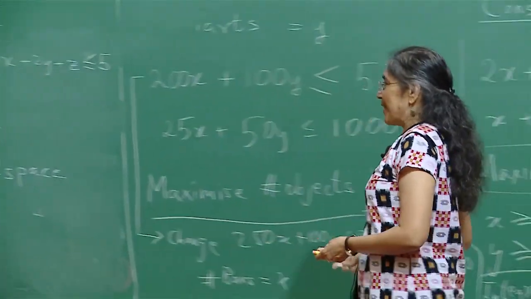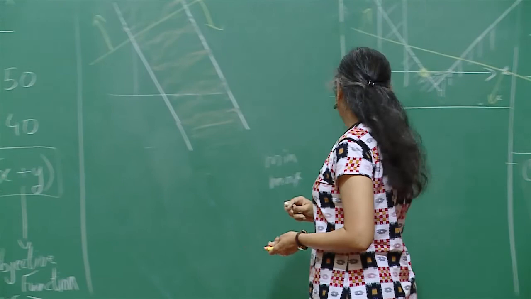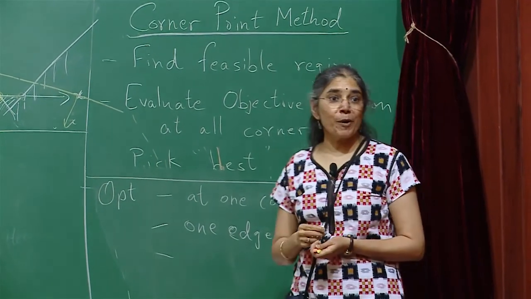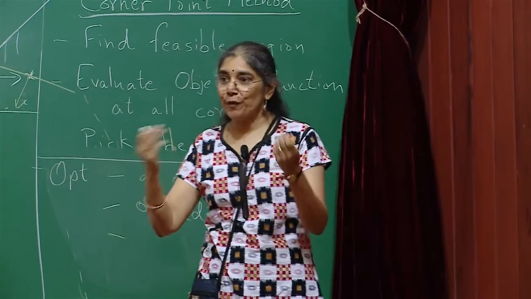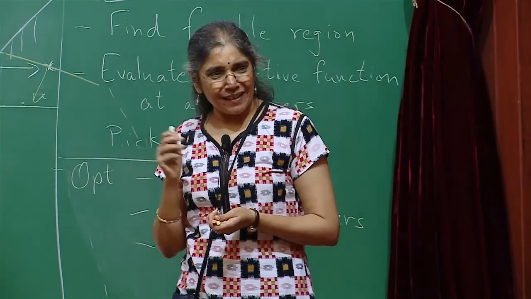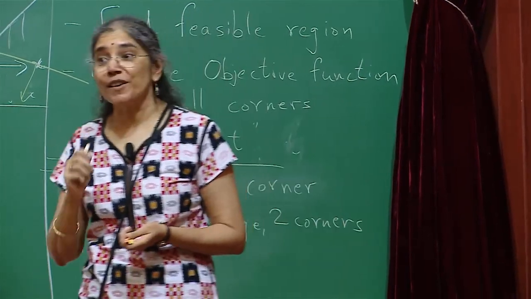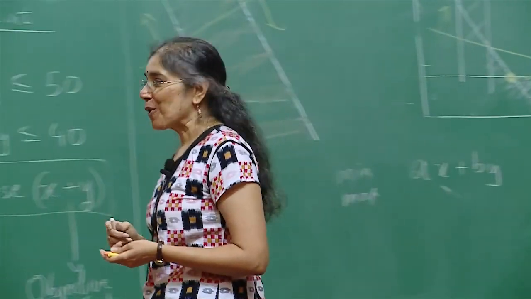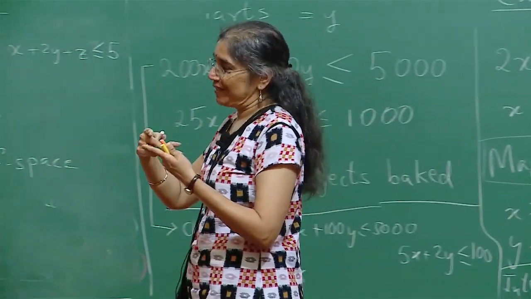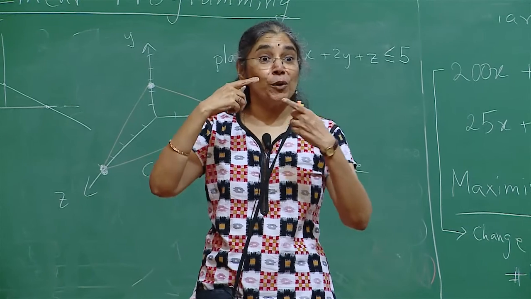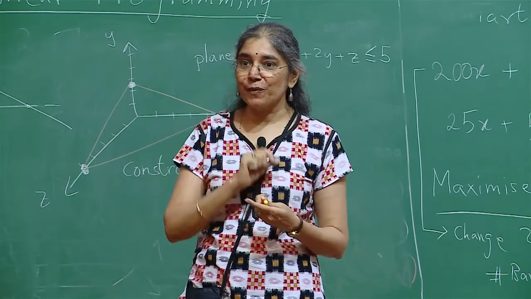Yeah? Okay. So in 3 dimensions, each constraint is a half space. The first step of the corner point method is to find the feasible region. So you have to find all these half spaces. But it was not just find the half spaces. What did we do even in 2 dimensions? We found the corners, right? So what we did was, if you assumed that the constraint was tight, you got a line. We took these lines, we looked at their intersections, and we found those points of intersection.